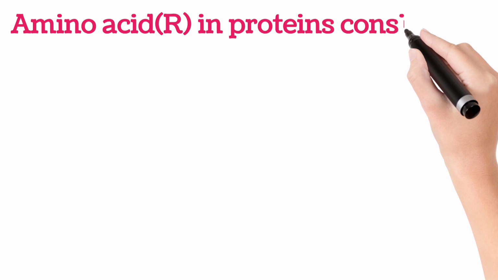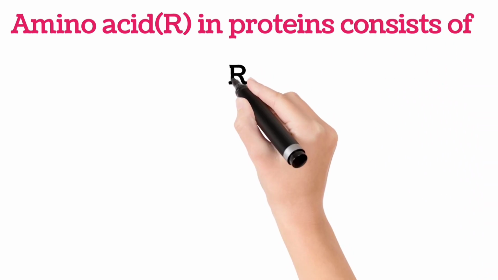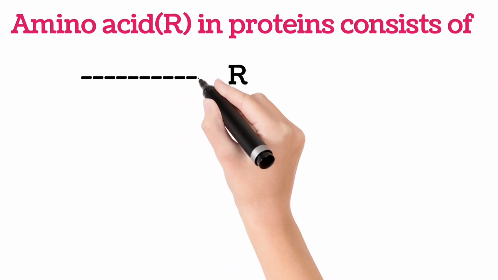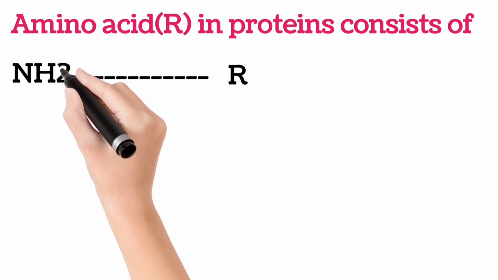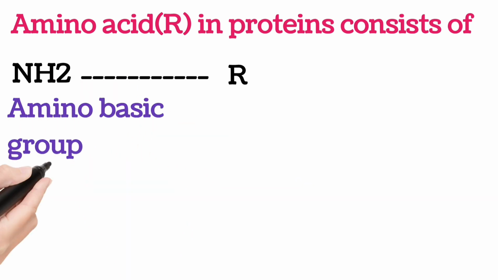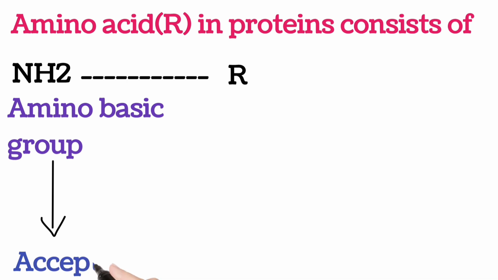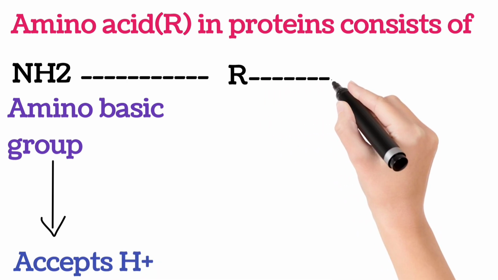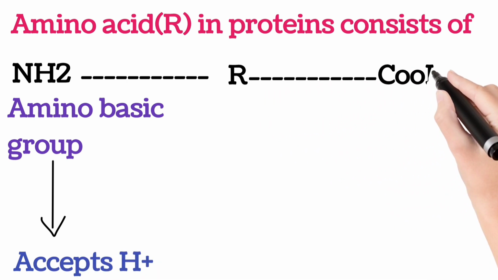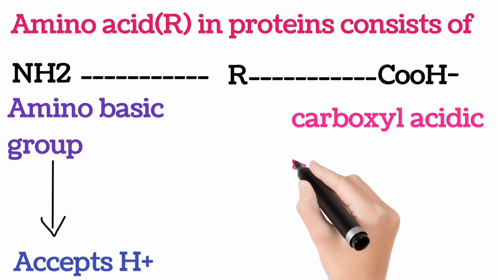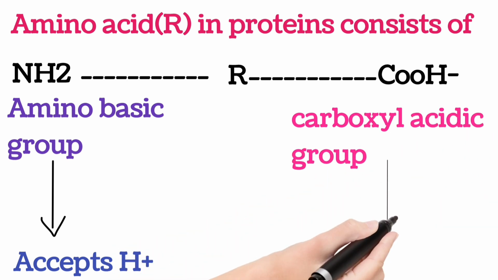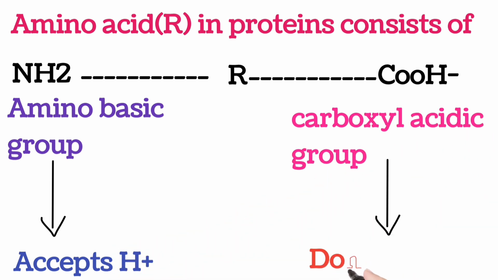In order to understand the mechanism of the extracellular buffer, we must understand that amino acids in the protein molecule consist of two things. One is the amino basic group, which accepts the hydrogen ion, and the carboxyl group, which acts as an acidic group which donates the hydrogen ion.